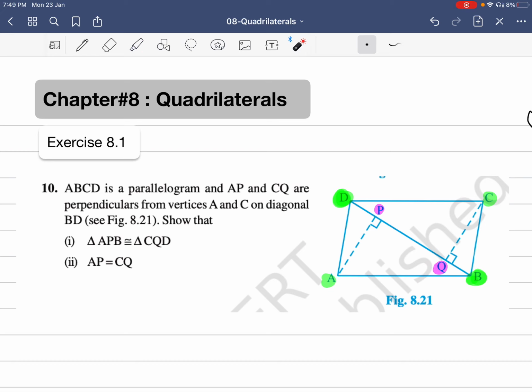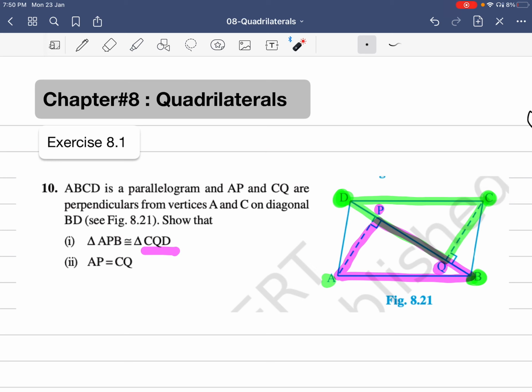Now show that triangle APB, in fact, I'm going to use a highlighter to mark it. So APB, this triangle is equal to CQD. Okay, so CQD is the other triangle. So this is CQ and D, this triangle. So we have to show that the triangle highlighted in the pink is equal to the triangle highlighted in the green. We have to show this congruency.